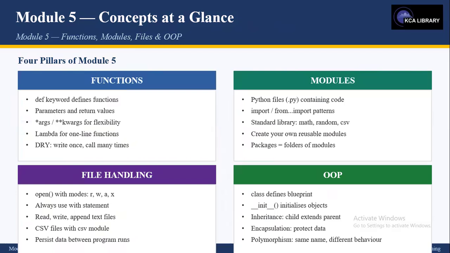directories of related modules. Under file handling, open() often uses modes r, w, a, and x. The with statement is always recommended, and the csv module handles structured data. Under OOP, the class keyword defines a blueprint, __init__ initializes objects. Inheritance extends parent classes, encapsulation protects data, and polymorphism enables the same method name to behave differently across classes.